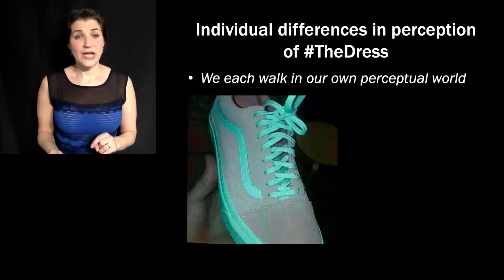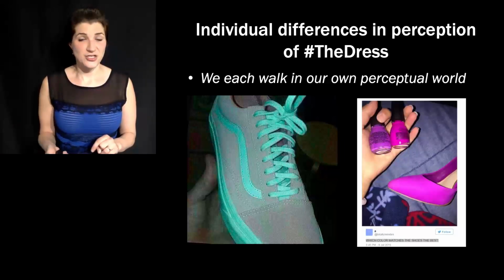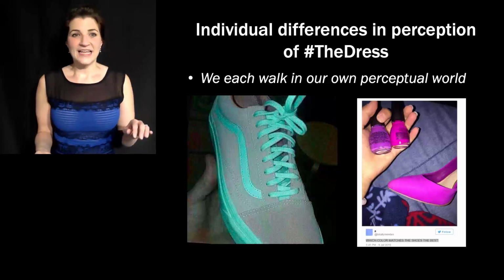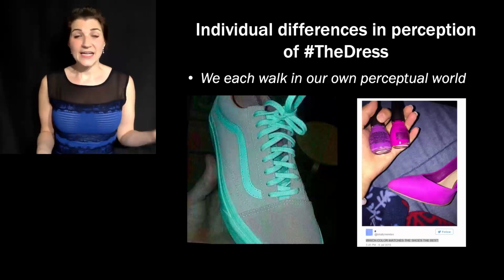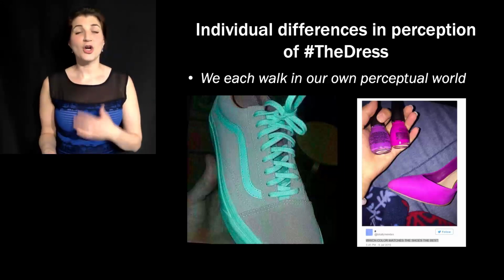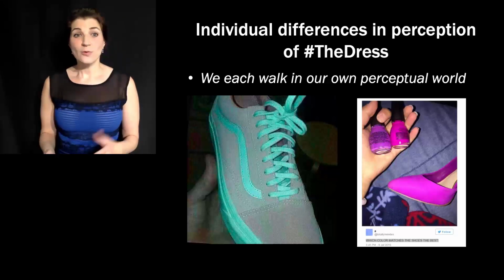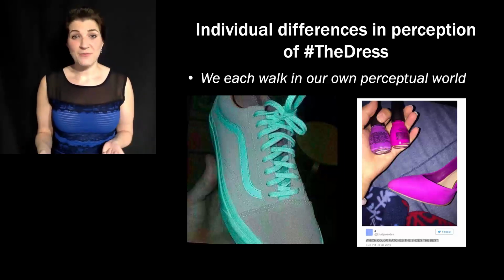Now, since the dress, many other similar demonstrations have surfaced as well. Is the shoe gray and turquoise, or is it white and pink? Which nail polish best matches the shoes? Opinions differ. Now, these are bistable illusions, but again, like Yanny or Laurel, they're bistable across individuals, meaning that we only know they're illusions when we talk about them with other people.